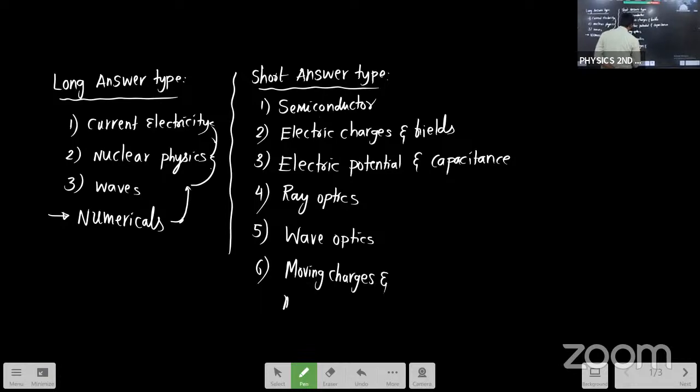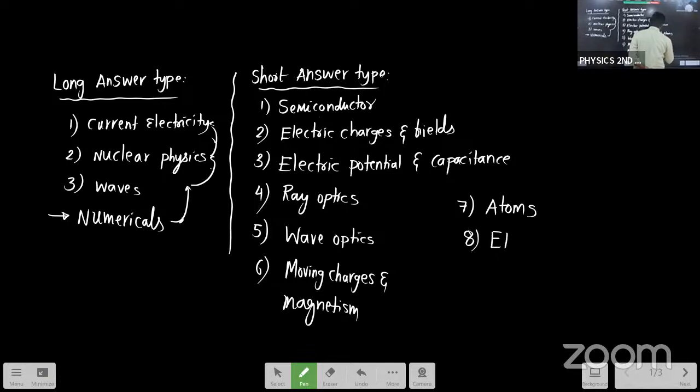And magnetism. What was the next topic that we have discussed? We have discussed regarding the seventh one, atoms. And next we have discussed regarding what is that? Electromagnetic induction. So these are the topics that we are done with.